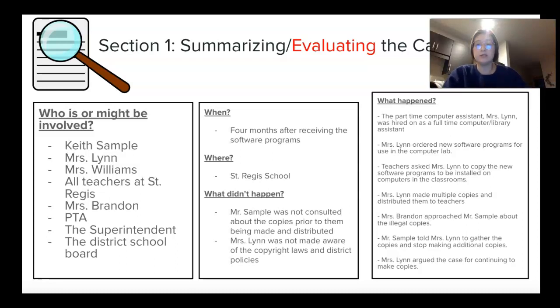So what did exactly happen? The part-time computer assistant, Mrs. Lynn, was hired on as a full-time computer and library assistant. Mrs. Lynn ordered new software programs for use in the computer lab. Teachers asked Mrs. Lynn to copy the new software programs to be installed on the computers in the classrooms. Mrs. Lynn made multiple copies and distributed them to teachers. Mrs. Brandon approached Mr. Sample about the illegal copies. Mr. Sample told Mrs. Lynn to gather the copies and stop making additional copies, and Mrs. Lynn argued the case for continuing to make the copies. I'll go a little bit more into depth about who is involved or might be involved later on in this presentation.